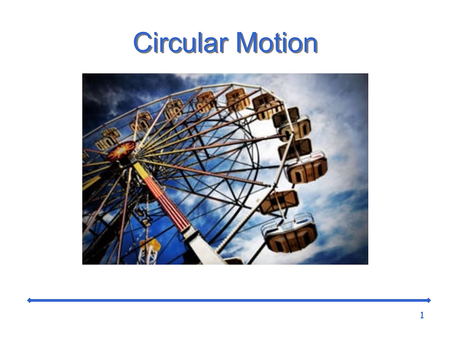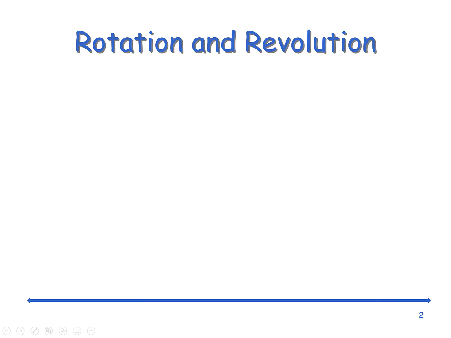This is getting into, obviously, the two words that are combined together here, circular motion. It's things that are in motion in a revolution or rotational motion, which is actually the first thing that we're looking at. What's the difference between a rotation and a revolution?